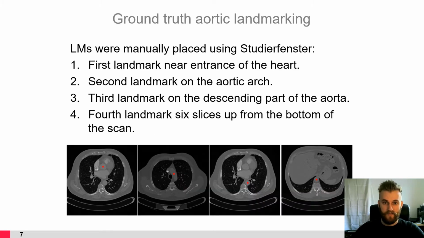The landmarks were manually placed with the help of the client-server-based online environment StudierFenster. The first landmark was positioned near the entrance of the heart, the second one on the aortic arch, the third one on the descending part of the aorta on the same height as the first landmark, and the last one was defined as 6 slices from the bottom of the scan.